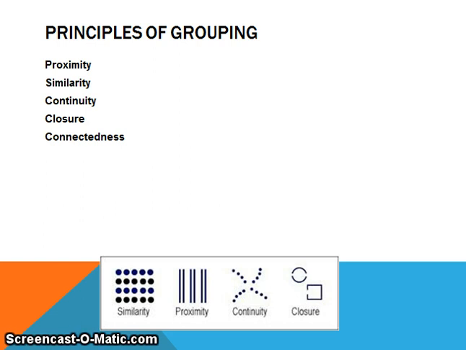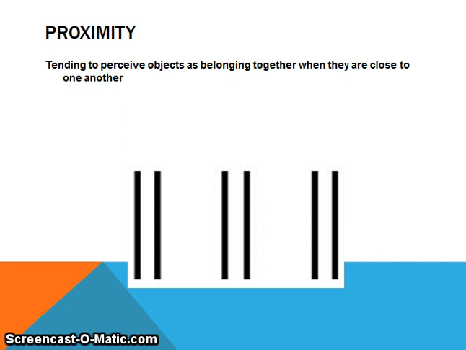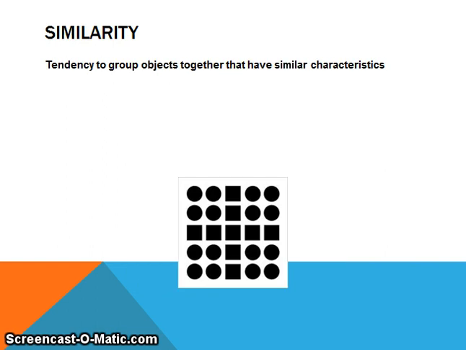Then we move on to principles of grouping. These are proximity, similarity, continuity, closure, and connectedness. Proximity is tending to perceive objects as belonging together when they are close to one another. So each of these two groups of lines we think belong together because of their proximity to one another, meaning they're close.